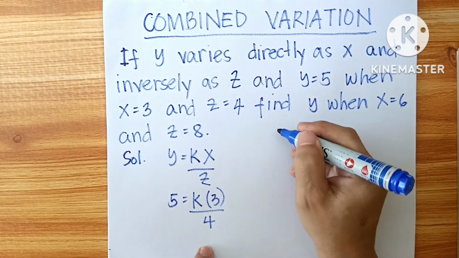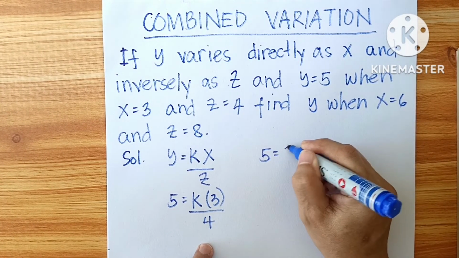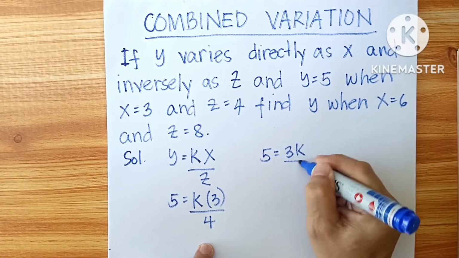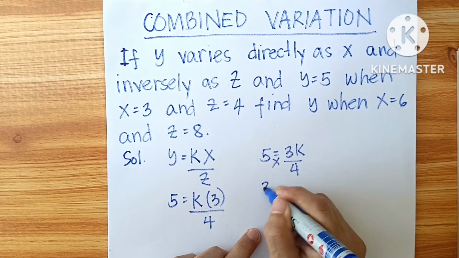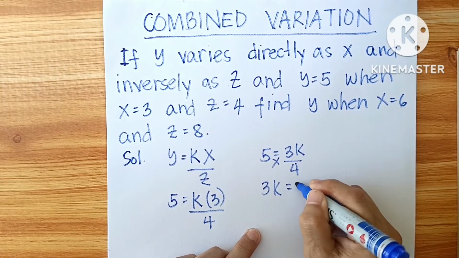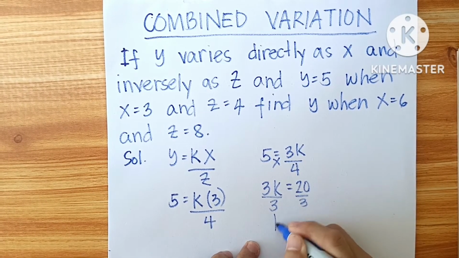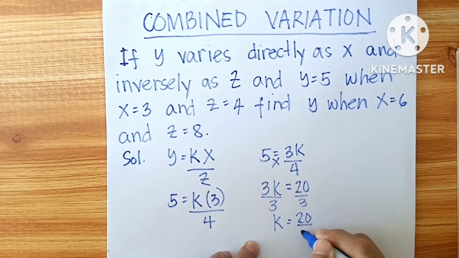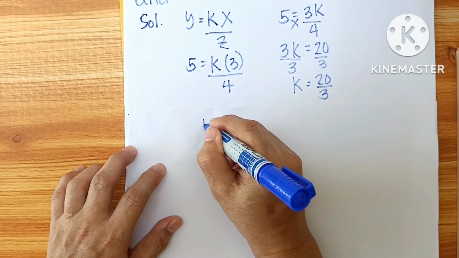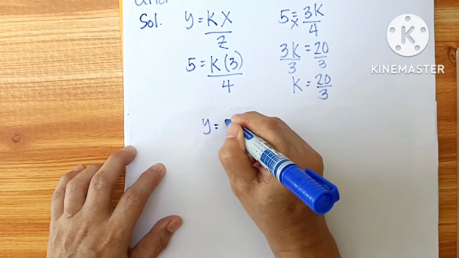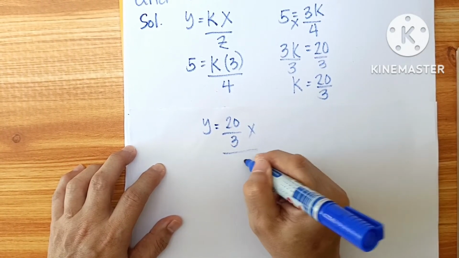Okay? So, we have 5 is equal to 3k over 4, no? So, nilipat ko lang dito, no? So, let's cross multiply. 3k is equal to 20. Divide both sides by 3. So, k is 20 over 3. Okay, equation of variation would be substitute k. Okay, so y is equal to 20 over 3 times x over z.